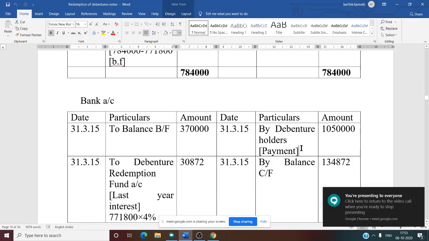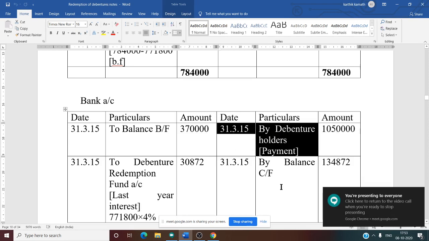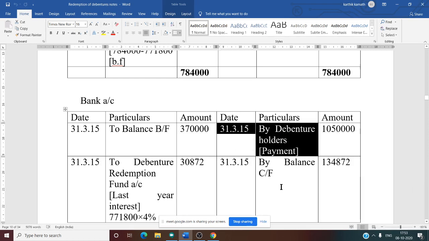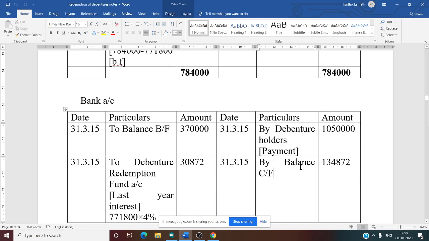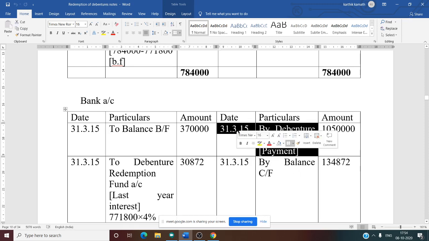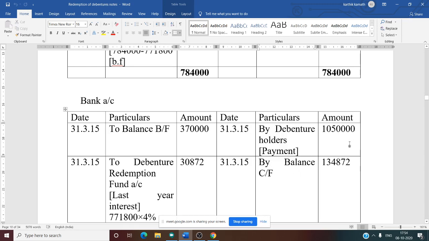So what goes out here? Payment to debenture holder. How to know the amount of payment to debenture holder? If you see the question, it is very clear. Debentures are repayable at premium. Repayable at premium means 10 lakh at par plus 5% premium, so 10 lakh plus 50,000. Total amount to be paid by the company to the debenture holder is 10 lakh 50,000.